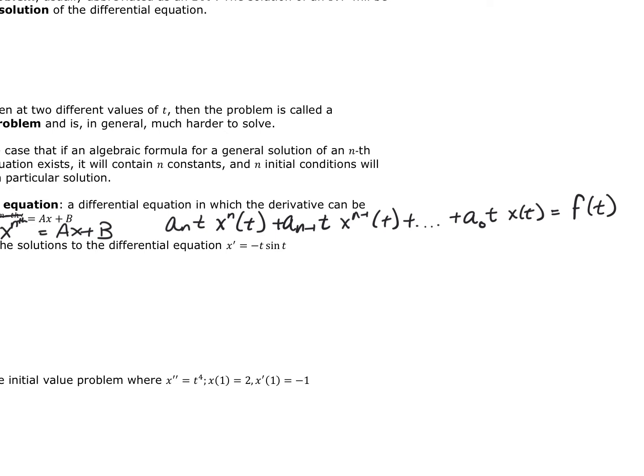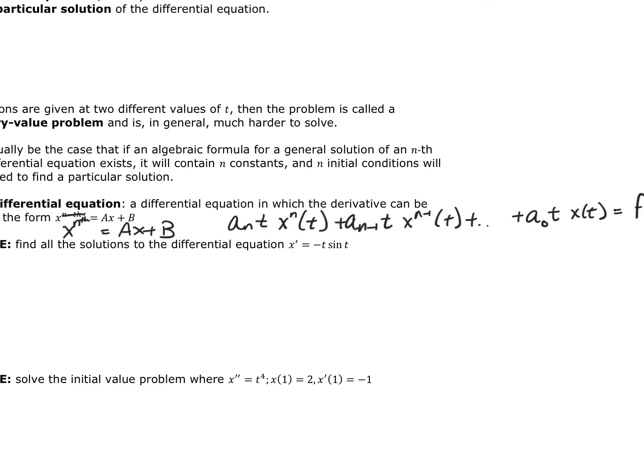And the way I look at it to know it's linear is that there is no x of t in a denominator. There's no quotients with x of t in it. There's no products with x of t in it or in its derivatives. And that's how you can tell whether or not this is a linear function.